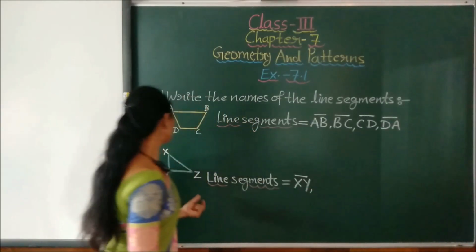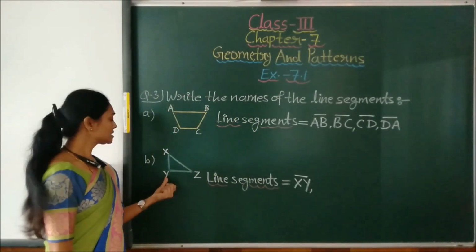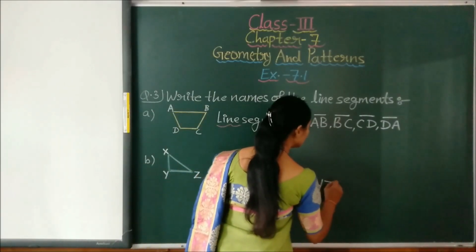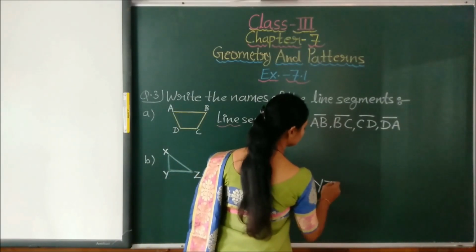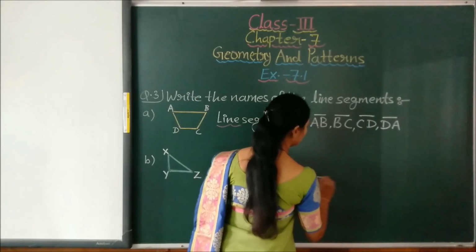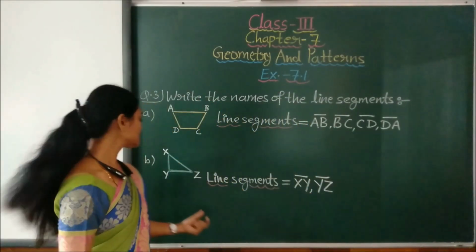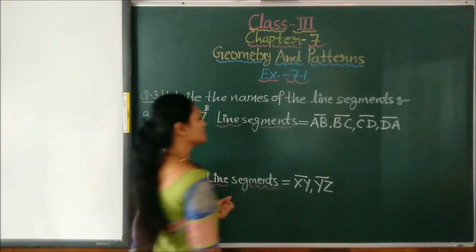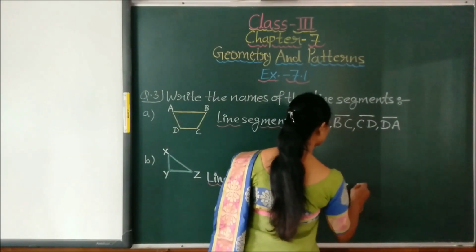Yes. Then what to do? Second one. This is YZ. So YZ, and then here also we have to draw a small line segment. The third one is ZX. So here we will write ZX.